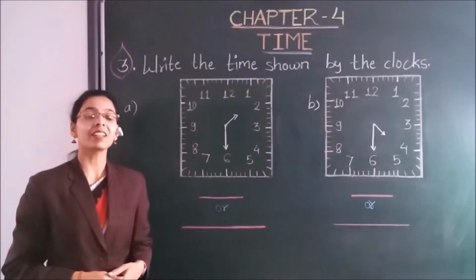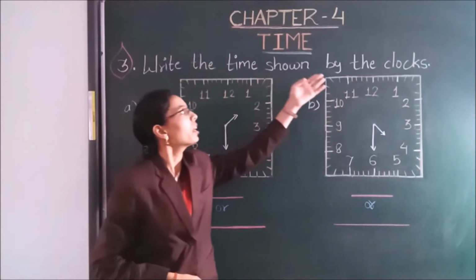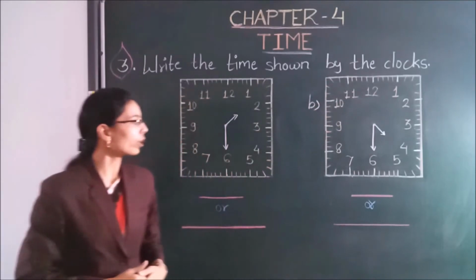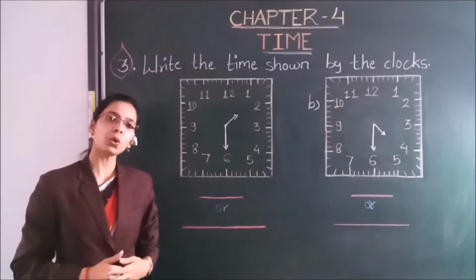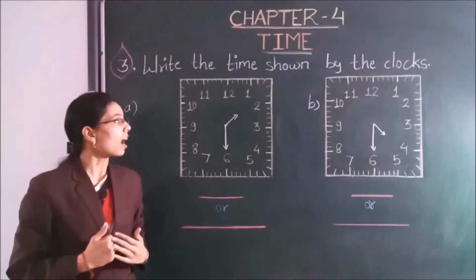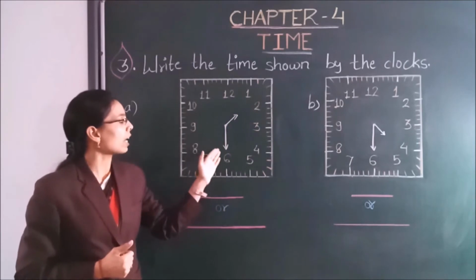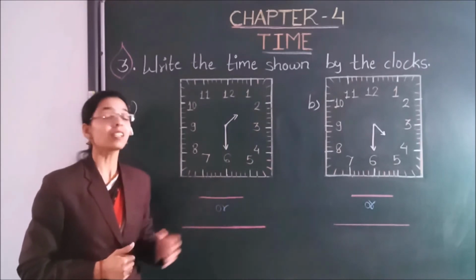Understood? Now children, question number 3. Write the time shown by the clocks. What time is here that we have to write? Okay. So look here, first one. Our hand is between 1 and 2 and the minute hand is at 6.